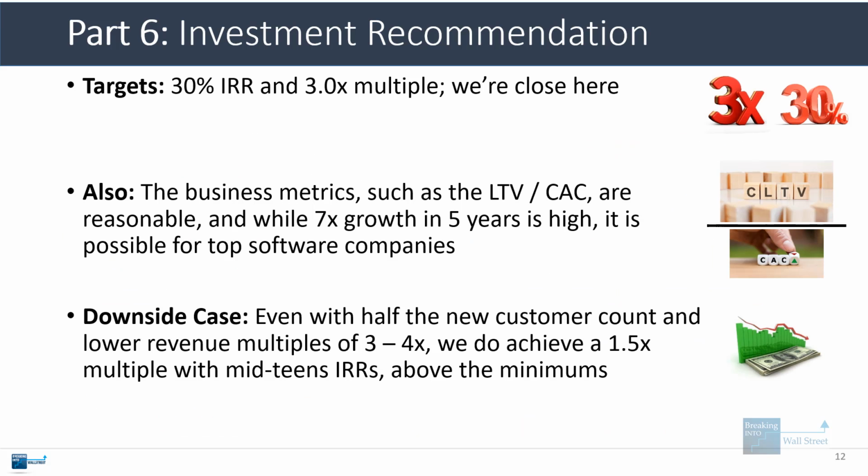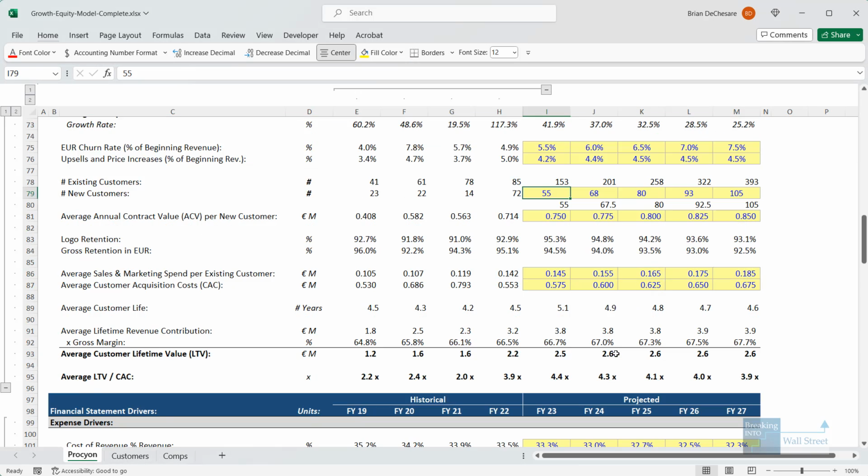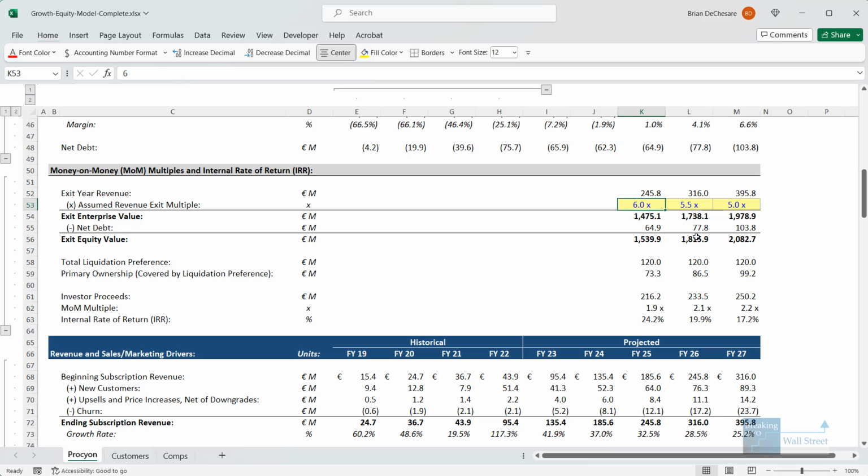And then finally, for the downside case, I always think it's interesting to look at this. So if we halve the customer count, let's say each one of these, we divide them in 2, and then we just do a copy and paste as values, and we see what happens here. Let's also greatly reduce the exit multiples: 4, 3.5, 3. Even with this, we get to multiples that are around 1.6 to 1.8x. The IRR is now in the teens. It's between 12% and 18%.